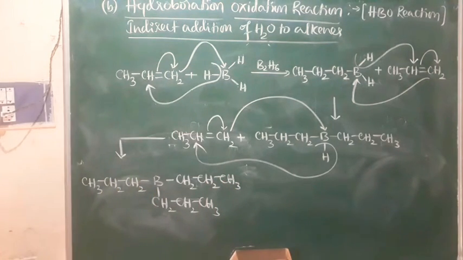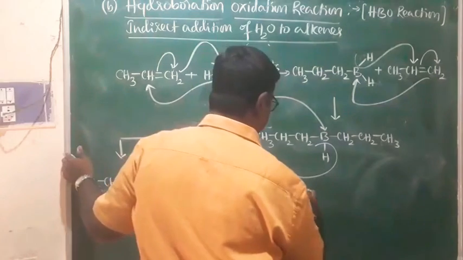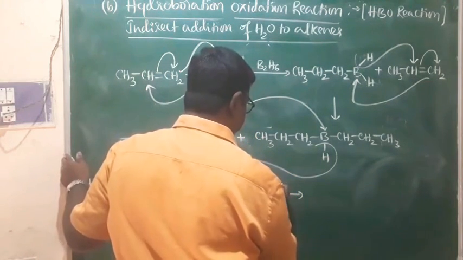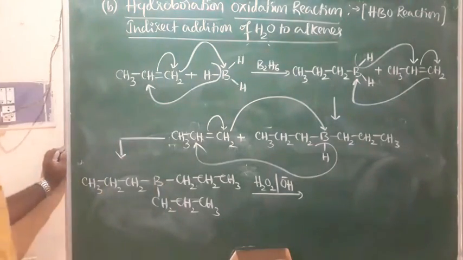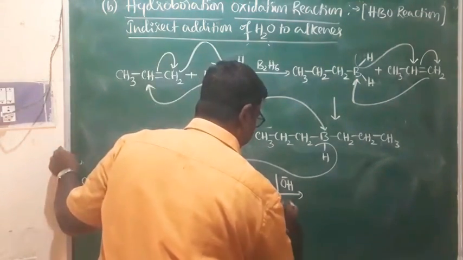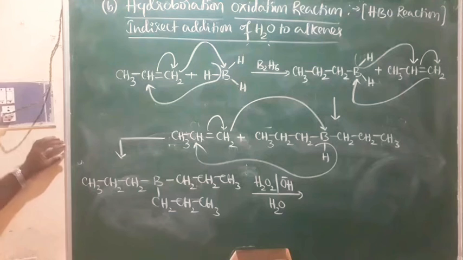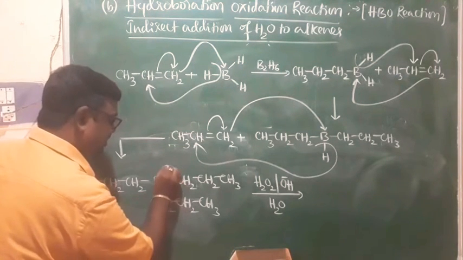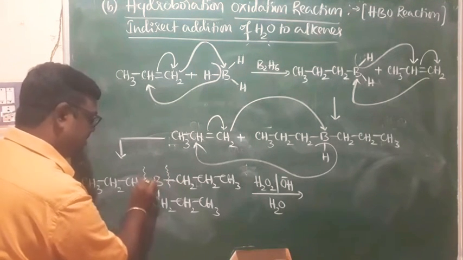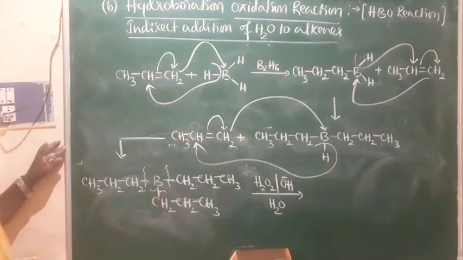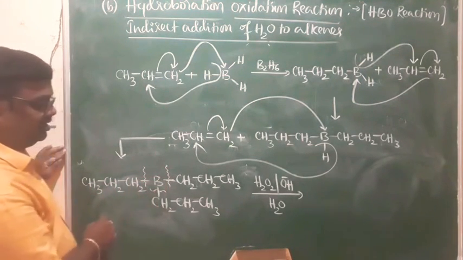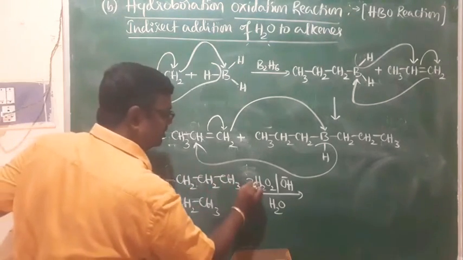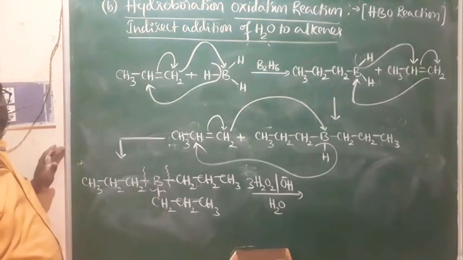Then what happens? Oxidation of this product in the presence of hydrogen peroxide, base OH minus, followed by base hydrolysis, right? Then these bonds are needed. How many bonds are there? 3 bonds, right? On this side one OH comes, on this side one OH, on this side one OH. These 3 molecules of H2O2 are going to give 6 OH groups.